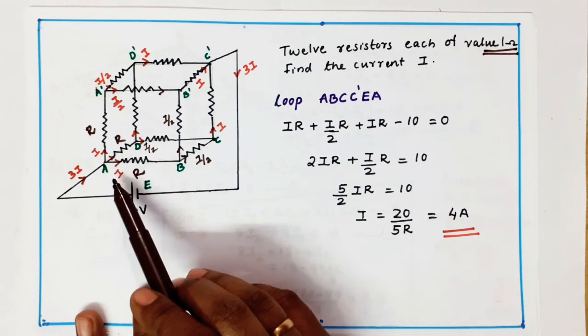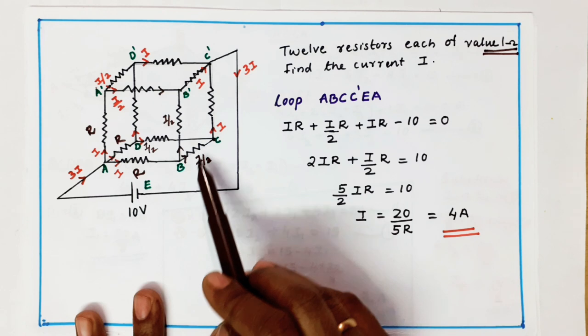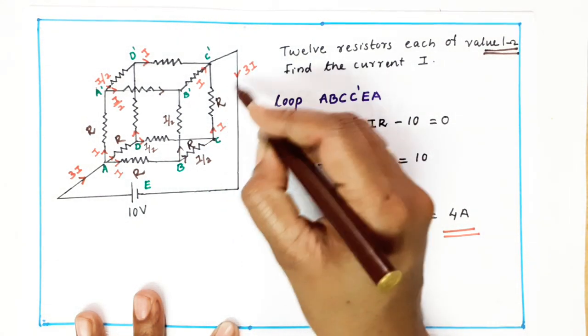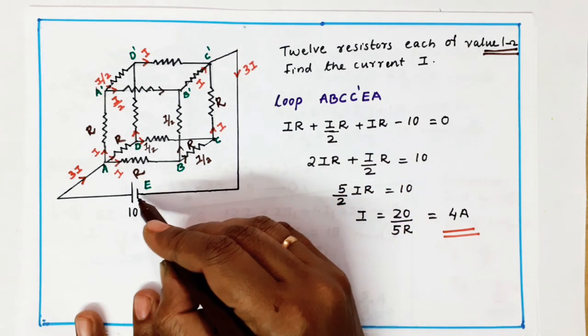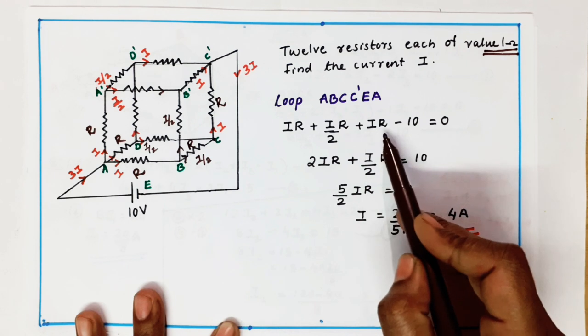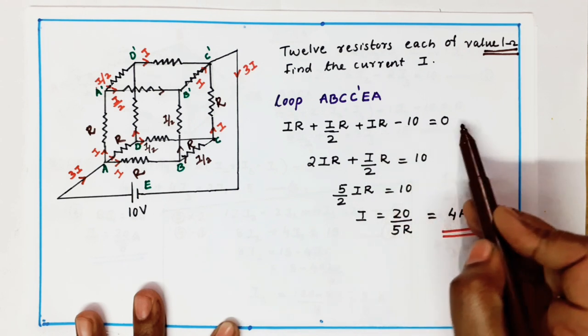Current into resistance, I into R. Here I by 2 into R. Here also I into R. When I am coming, negative terminal coming first. So IR plus I by 2 R plus again IR minus 10 equals 0.